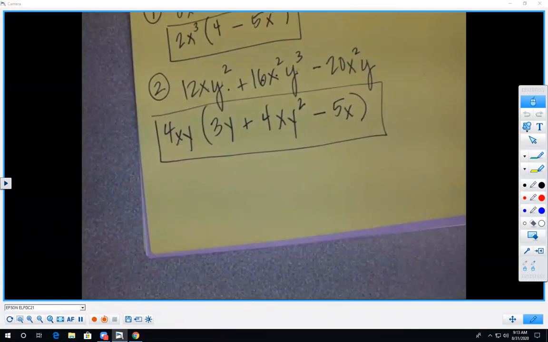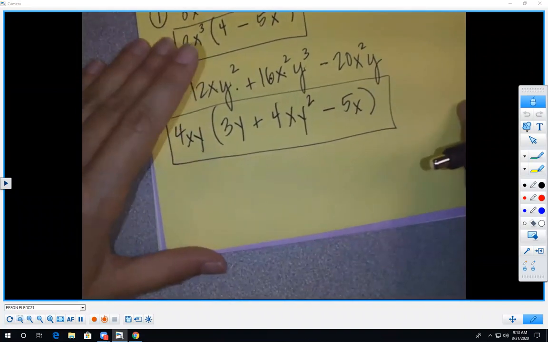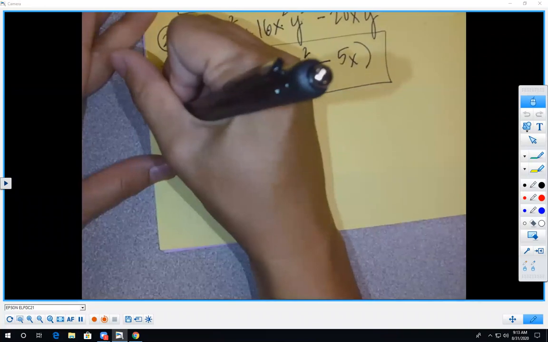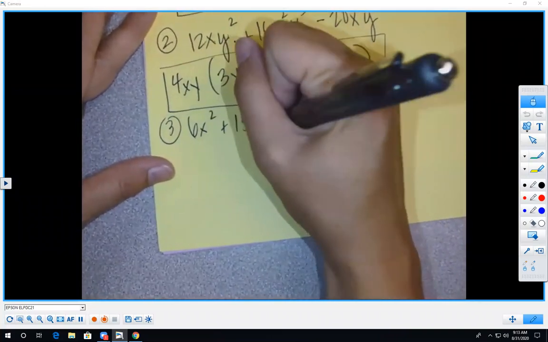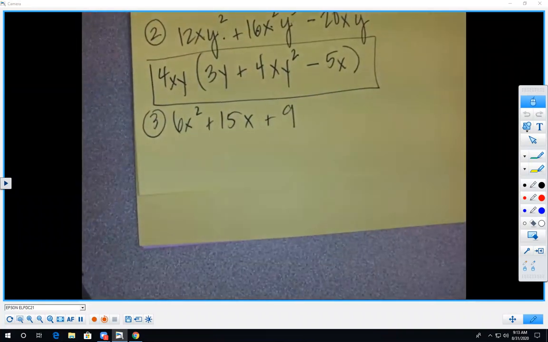Questions about that? Okay, so honestly, that's about as hard as the GCF thing gets. We're going to do some more practice on it, but that's pretty much as hard as it gets. Let's look at this one. If I had 6x squared plus 15x plus 9. See if you can do that one.